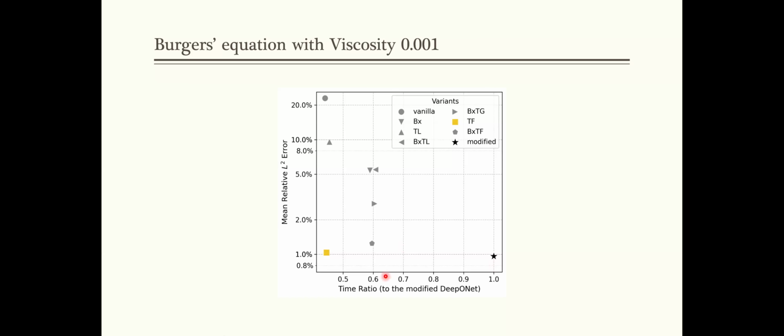We can also see this golden marker, which stands for the variant TF. It gives similar predictive accuracy as the modified DeepONet at almost less than half the training cost.